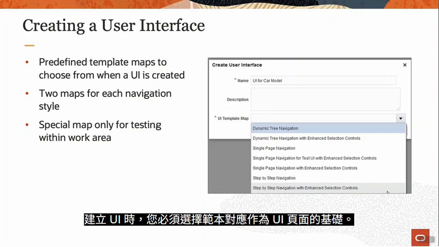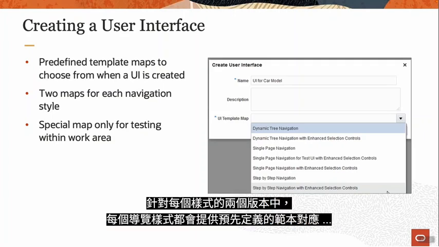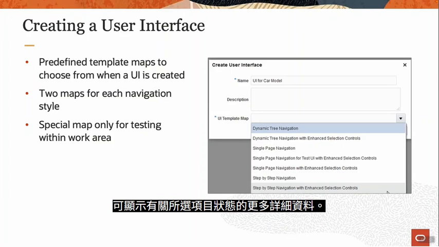There is also a template map named Single Page Navigation for Test UI with enhanced selection controls. This map is for use only when testing and debugging the behavior of a model with the test model operator in the configurator model's work area. It should not be applied to a UI that is intended for runtime use with end users.